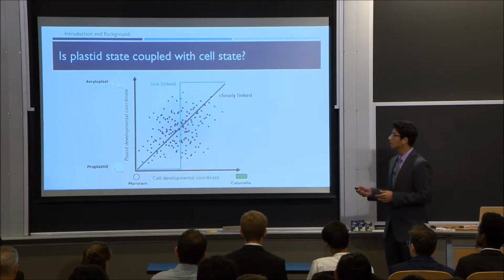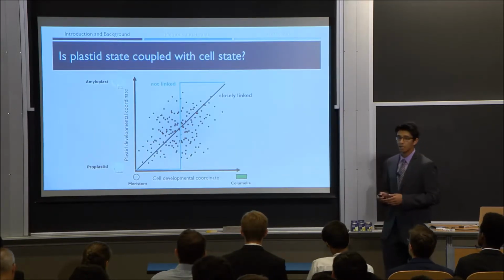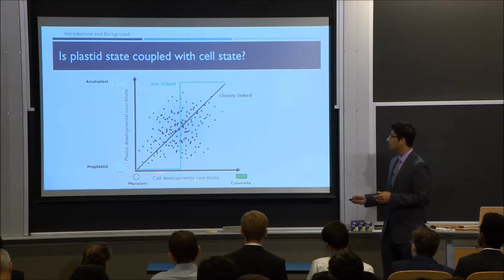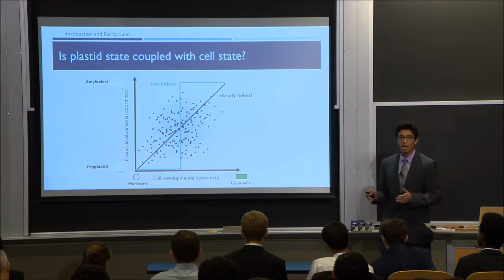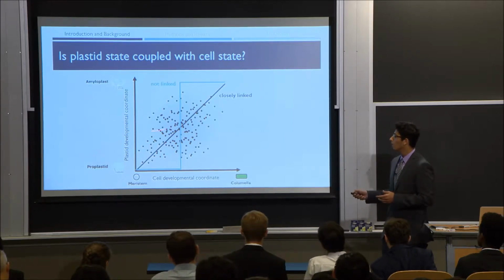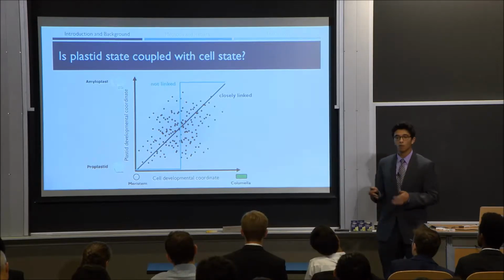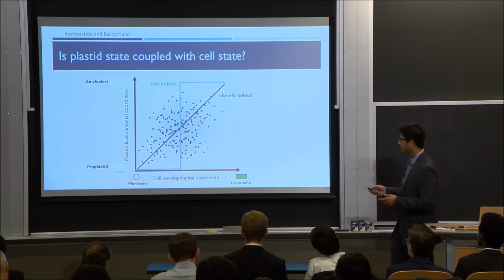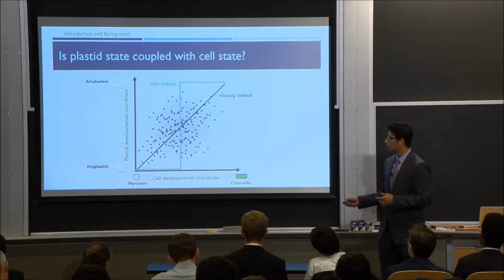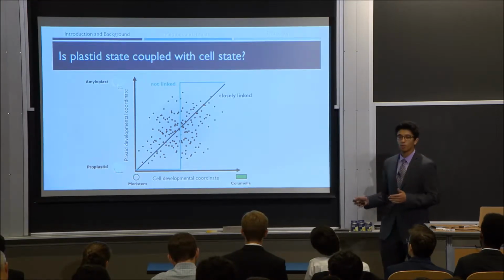Another thing we want to study is plastid state coupled with cell state. So as we look at cell development and plastid development, do we see this linkage and synchronicity between the two processes as indicated by this dark blue line here? Or do we see no linkage at all, where it would be a sudden increase in plastid development somewhere along that cell differentiation pathway?